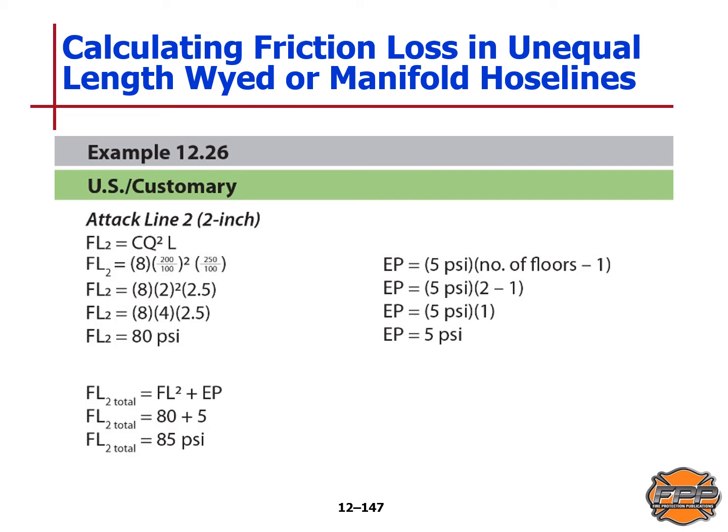So at the bottom, we put them together. We put the friction loss 2 plus the elevation pressure. So we have friction loss 2 total equals friction loss 2 plus the elevation pressure. So the friction loss 2 total equals 80 plus 5. So friction loss for 2 total is 85 psi. And that is for the attack line 2 plus its elevation pressure.